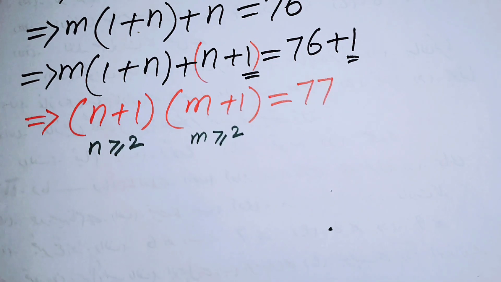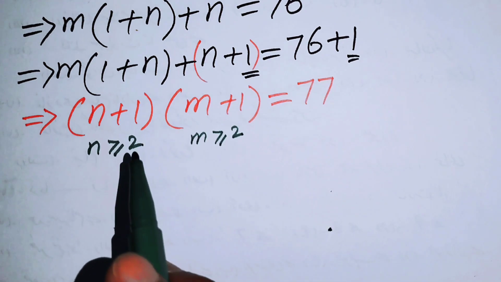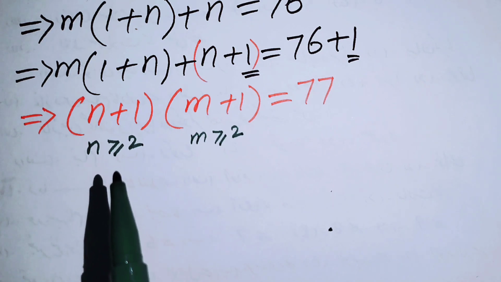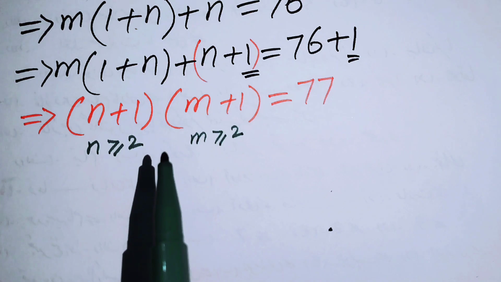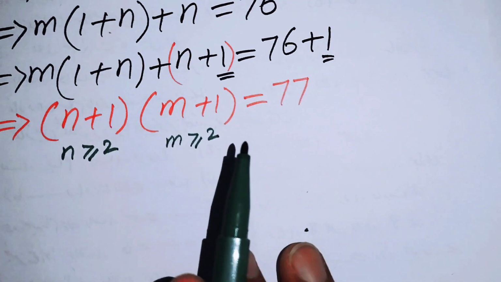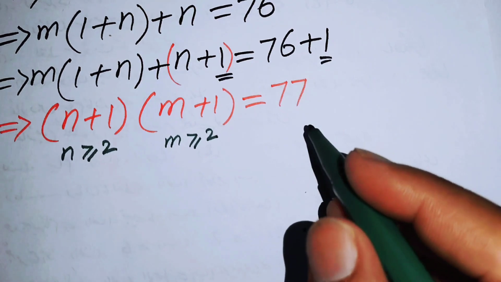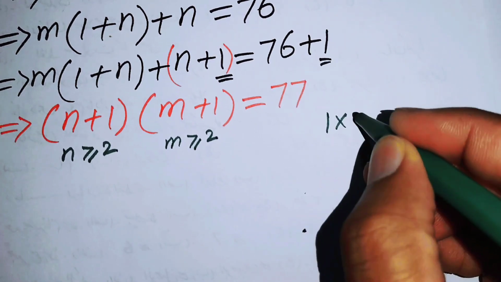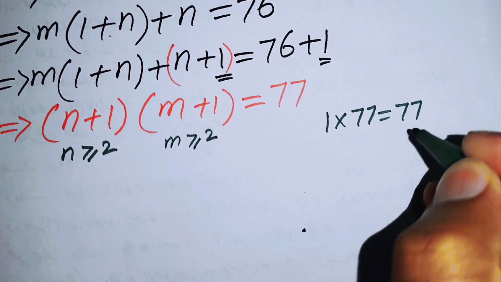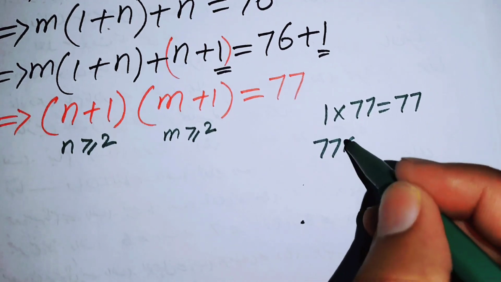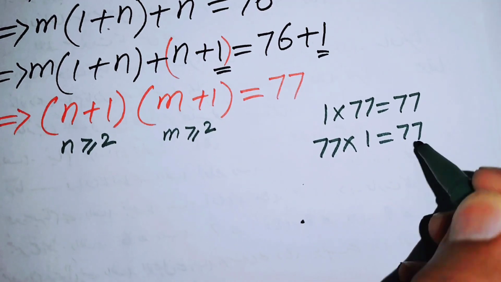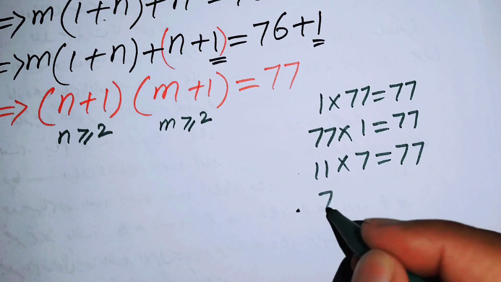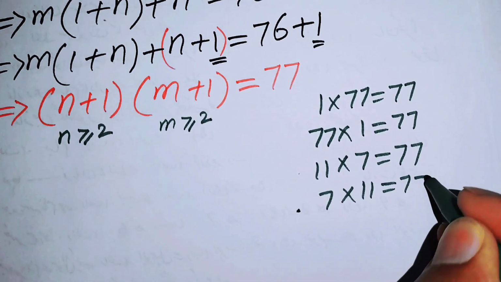So we need any two factors in the right hand side which satisfy this condition, that both of the factors are greater than or equal to 2. First I can check the factors which give us 77. The first is 1 times 77 is equal to 77, and 77 times 1 is equal to 77, as well as 11 times 7 is 77, and 7 times 11 is also 77.